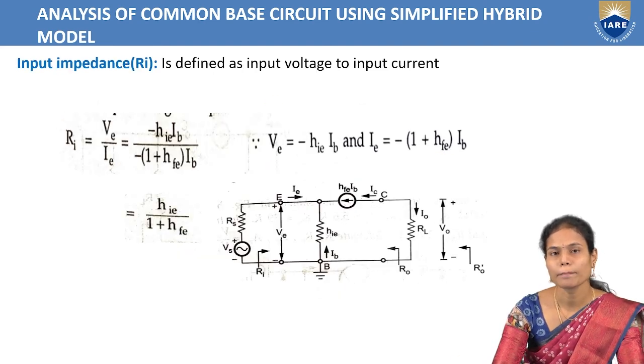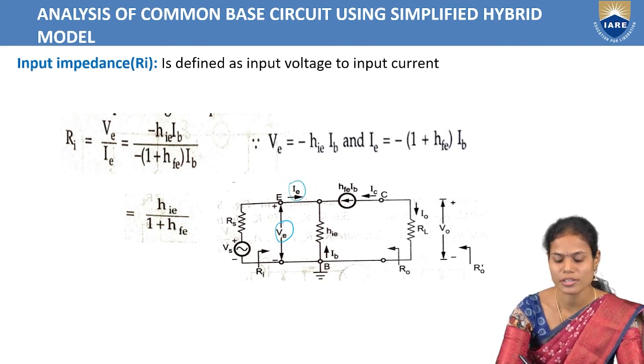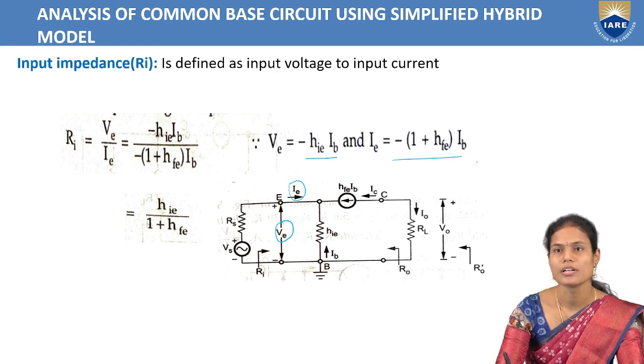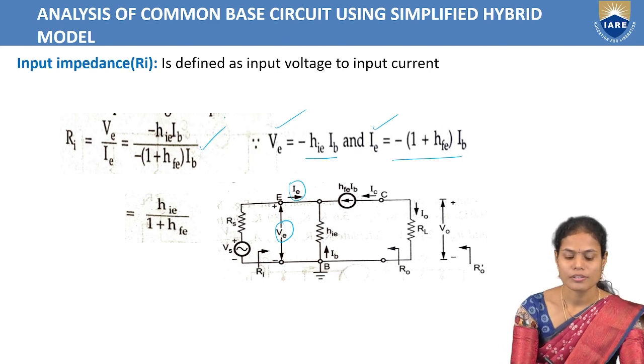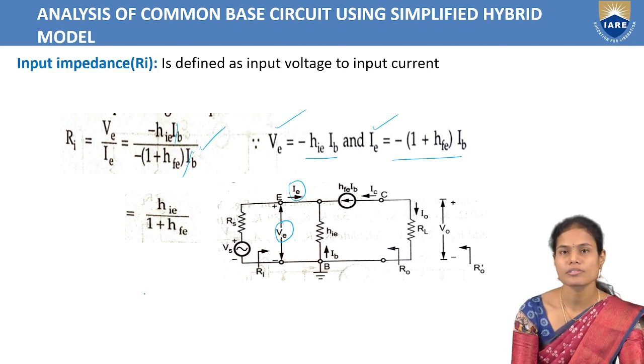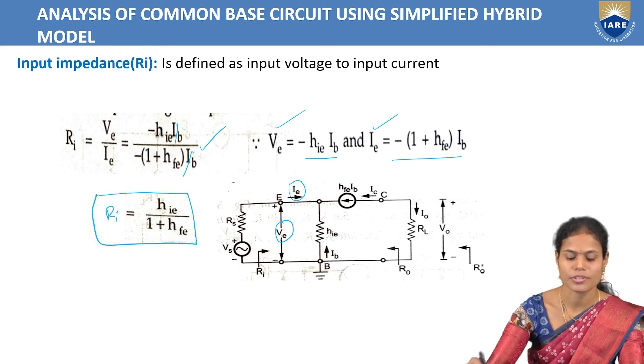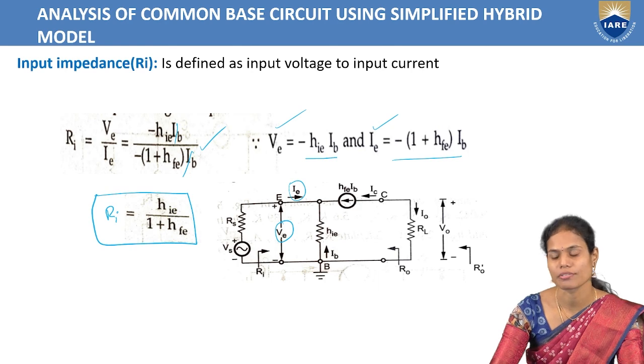And similarly, to find the input impedance, that is the ratio of input voltage to input current. So here input voltage is Vi, input current is Ii. So input voltage from the circuit we can write as minus hie IB, and the emitter current is minus of (1 plus hfe) into IB. So substitute both the Vi and Ii values in the Ri equation. So here again these two will get cancelled. So the input impedance in the approximate CB configuration is hie by (1 plus hfe).